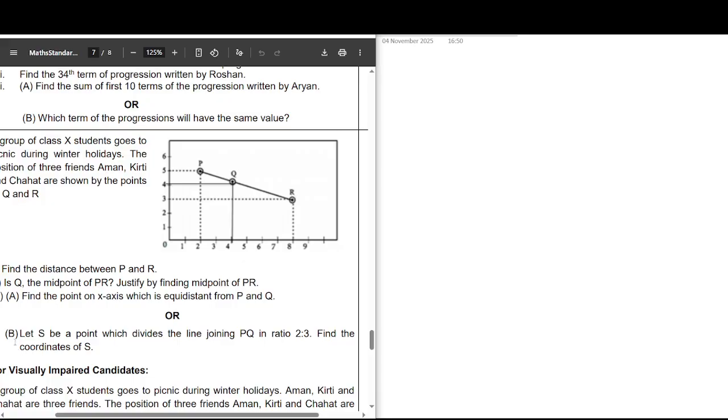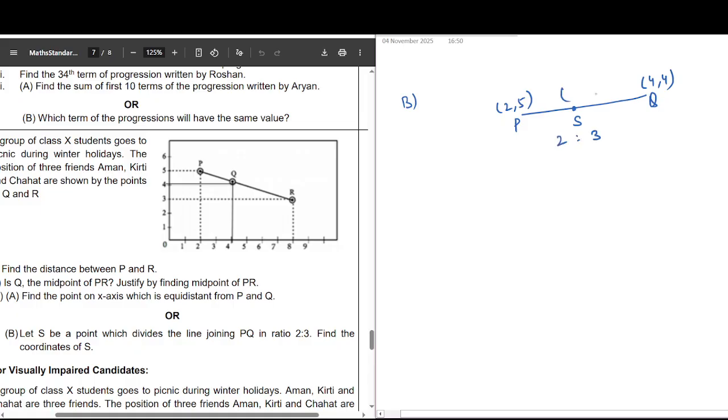Now let's see the next part, B. It says let S be a point which divides the line joining PQ in the ratio 2:3. Find the coordinates of point S. So in this they are saying that we have a line PQ. Suppose this is P and this is Q. Coordinates of P and Q we know already: P is (2, 5) and Q is (4, 4). Now they are saying on this line we have a point S. Suppose this is point S and it divides the line segment PQ in the ratio 2:3. And we have to find the coordinates of S, that is x and y.